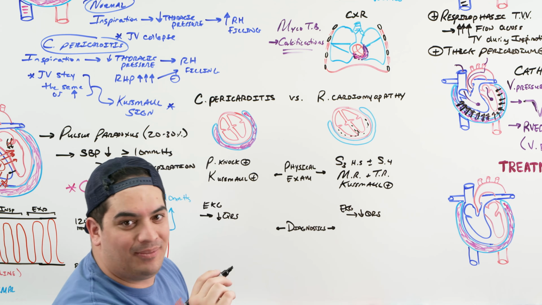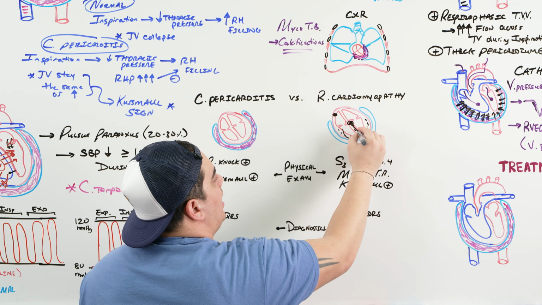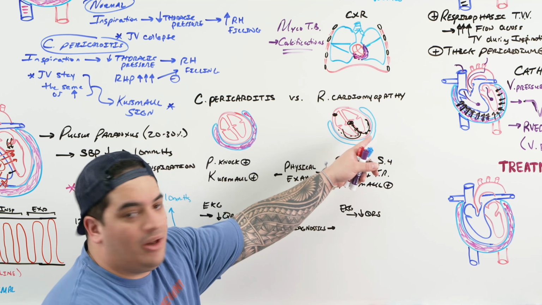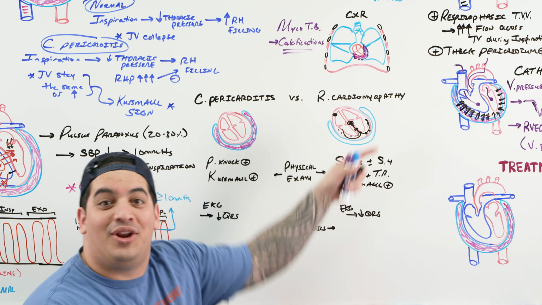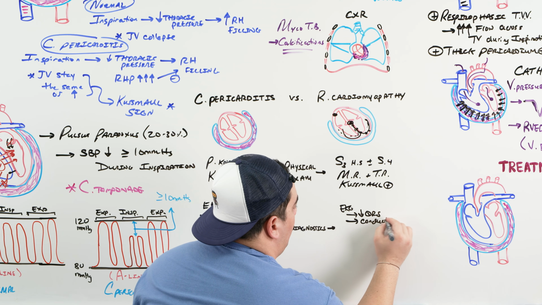But what else can happen? Remember, you have your SA node, your AV node. These move down through your bundle system. If I get these deposits and infiltrations into the bundle system, what could I get? Conduction blocks. And so in these patients, they have conduction blocks.